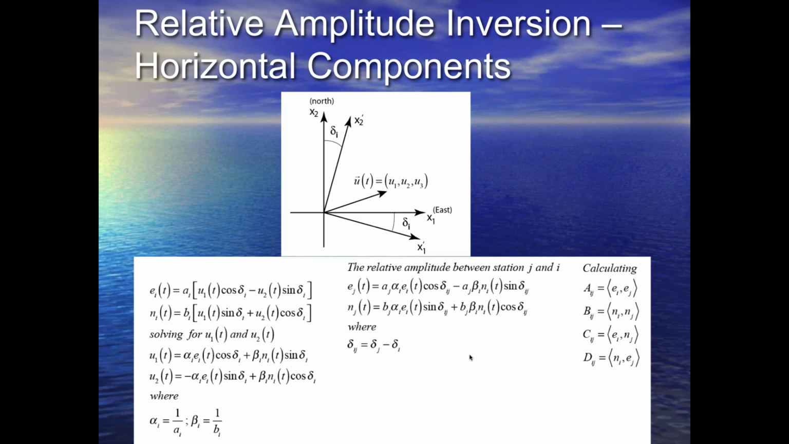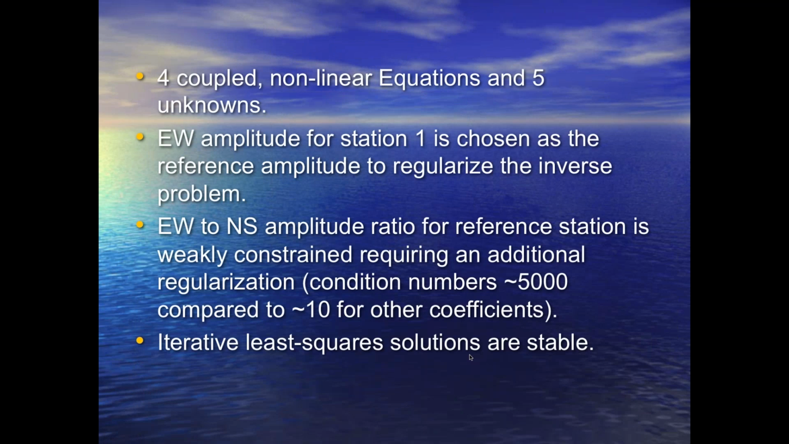amplitudes and relative orientations. So with this procedure, it's not truly linear because we have 4 coupled nonlinear equations and 5 unknowns. We have to fix one amplitude, and so the east-west amplitude for the reference station is chosen. And then the east-west to north-south amplitude ratio at the reference station turns out to be weakly constrained in this problem. But that's not a real problem.